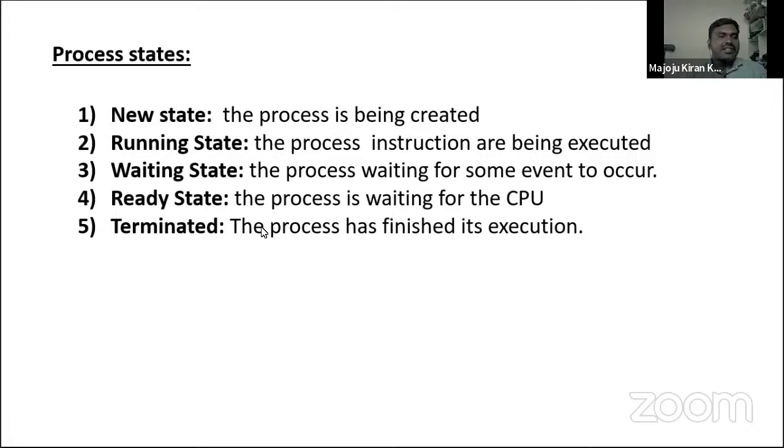And what about terminated? Once the process has executed all its instructions, that means the process execution is completed, so we say the process is terminated. So these are the 5 states a process can be in during its life cycle.